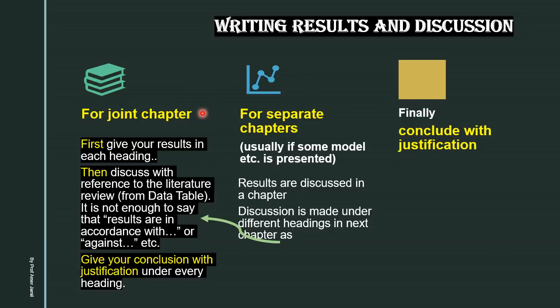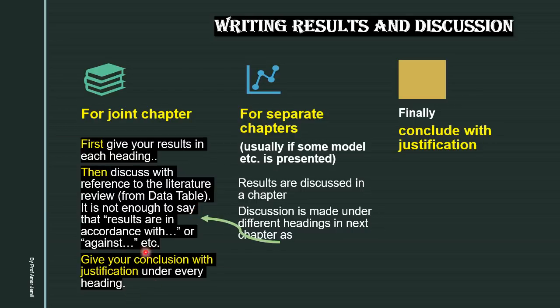If you're writing the results and discussion as a joint chapter, you should first give your results in each heading and explain those a little bit, in the form of a table, figure, and charts after analyzing the data. Then you discuss with reference to the literature review from the data table. It is not enough just to say that these results are in accordance with those researchers or these are against those results.